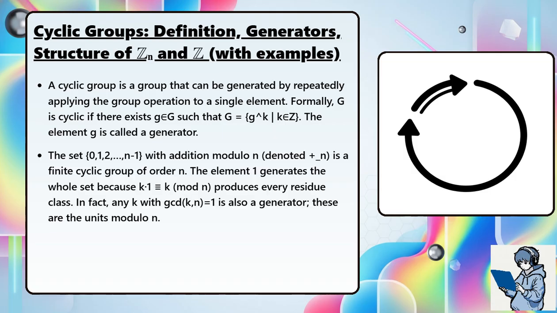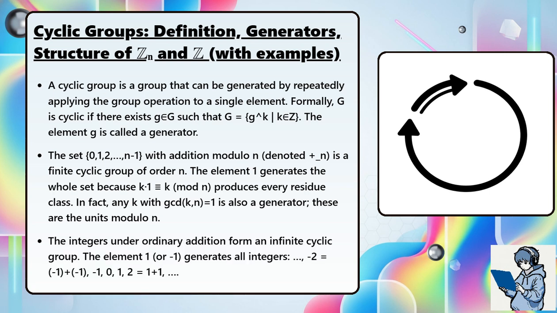The set 0, 1, 2, up to n-1 with addition modulo n, denoted Z sub n, is a finite cyclic group of order n. The element 1 generates the whole set because k times 1 is congruent to k modulo n, producing every residue class. In fact, any k with greatest common divisor of k and n equal to 1 is also a generator. These are the units modulo n.